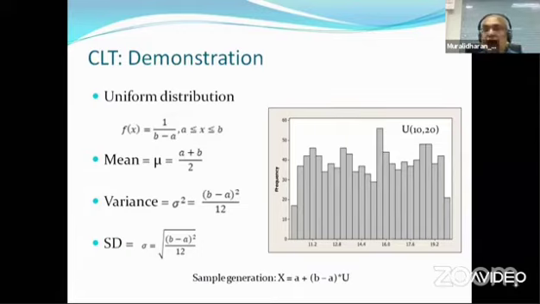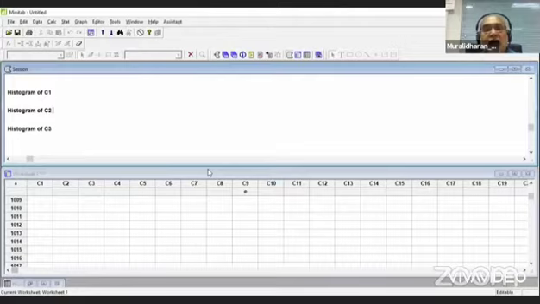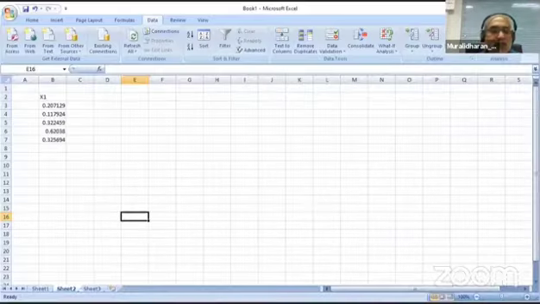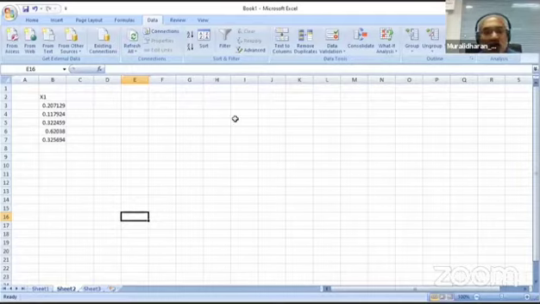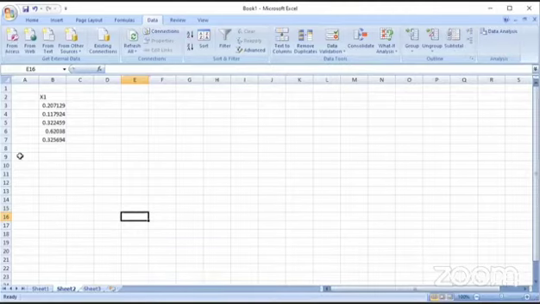Now let me minimize this presentation here. I will go to another sharing, directly to Excel. I hope you can see this. My colleagues, can you see this Excel file open? Yes, sir. Okay.